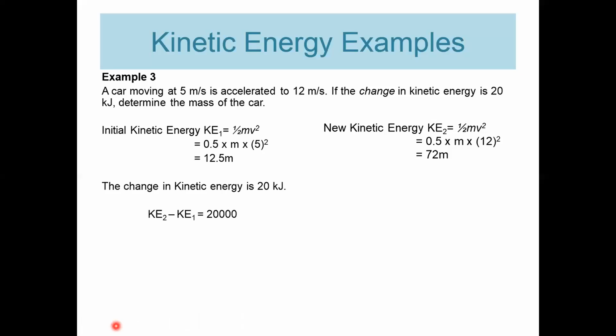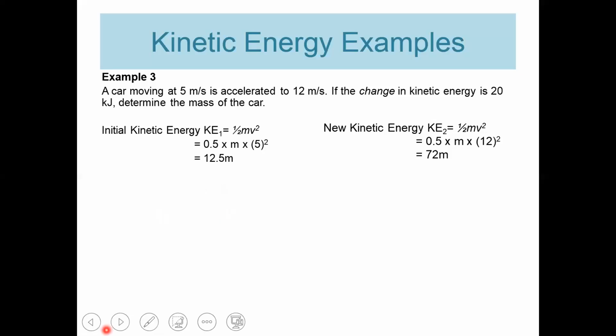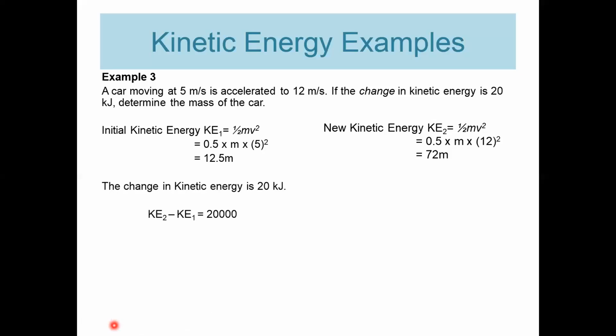So KE2 minus KE1 is equal to 20 kilojoules, or 20,000 joules. Let's develop that a bit further using our expression for new kinetic energy and initial kinetic energy. So 72 times the mass minus 12.5 times the mass equals 20 kilojoules, or 20,000 joules.